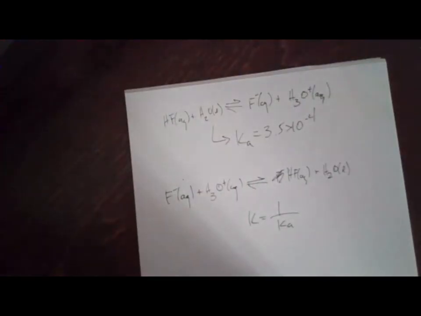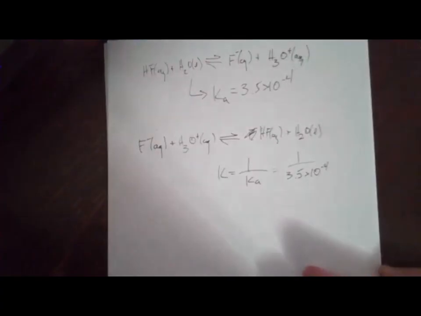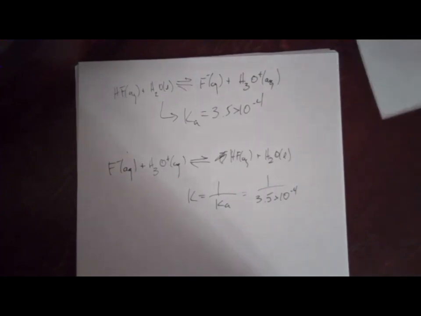So this is going to be the reverse reaction, which means the K is going to be 1 divided by Ka, right? We're just changing what we call reactants and products. So that would be 1 divided by 3.5 times 10 to the negative 4th. So we can see that our overall reaction is the Ksp. The K for this is going to be 1 divided by the Ka of HF.